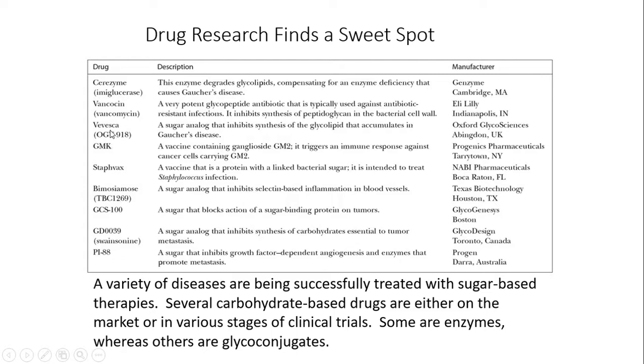Thought there was one other you might recognize. Cerezyme, maybe you've heard of, degrades glycolipids, so this can compensate for enzyme deficiencies that cause Gaucher's disease. But at any rate, this is just to give you an idea of what type of products have been made from basically sugar, proteins that contain sugar of some sort.